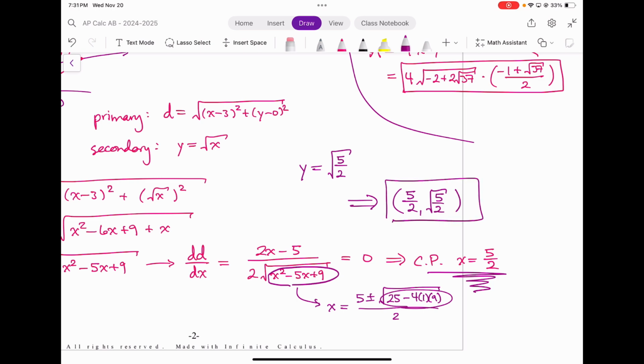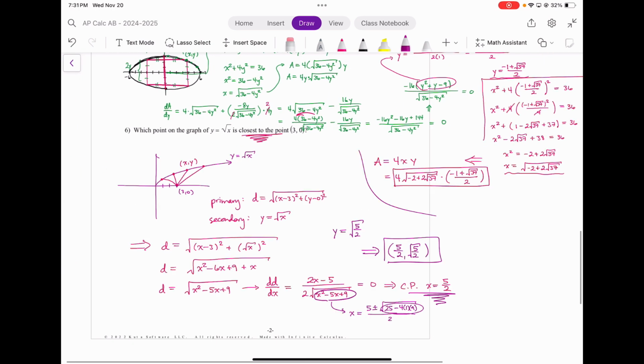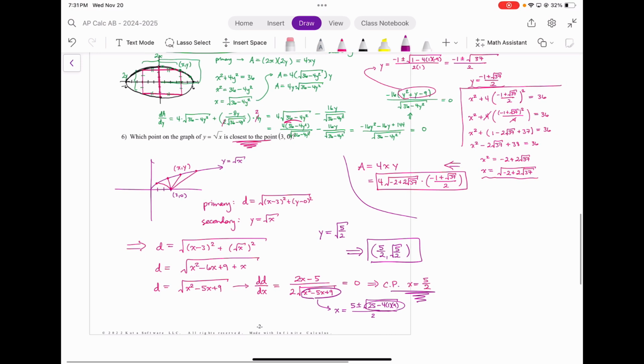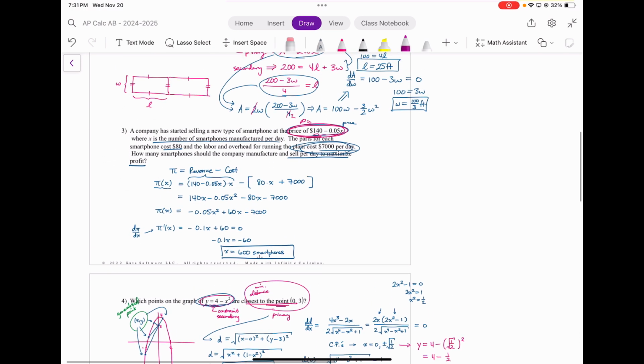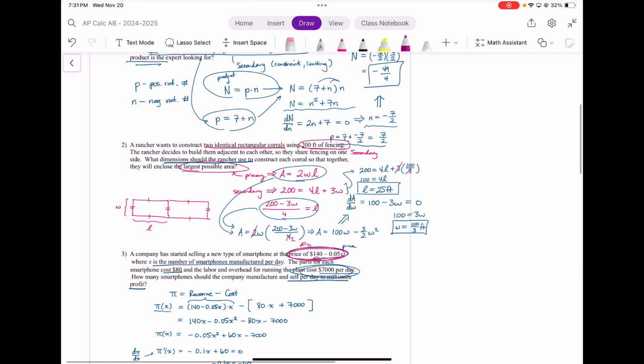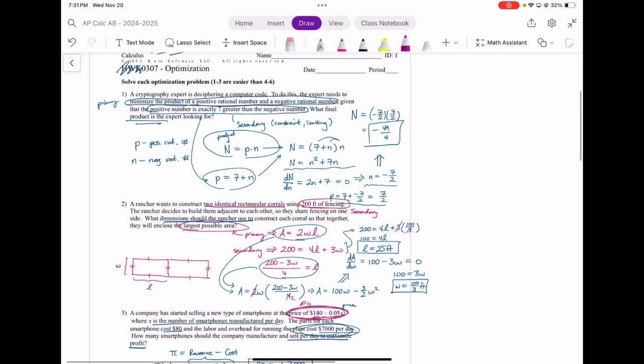Excellent. So we're going to go ahead and end it right there. So thank you guys for watching. I know there was a lot of stuff, especially that ellipse problem was kind of crazy, but this is optimization. This is the kind of stuff, you know, it has a lot of applications to all sorts of situations. So take care.